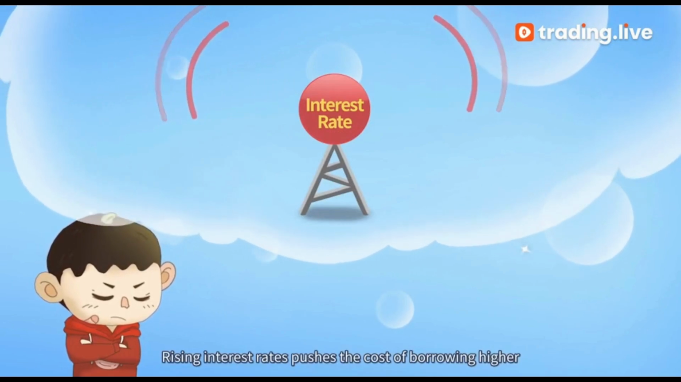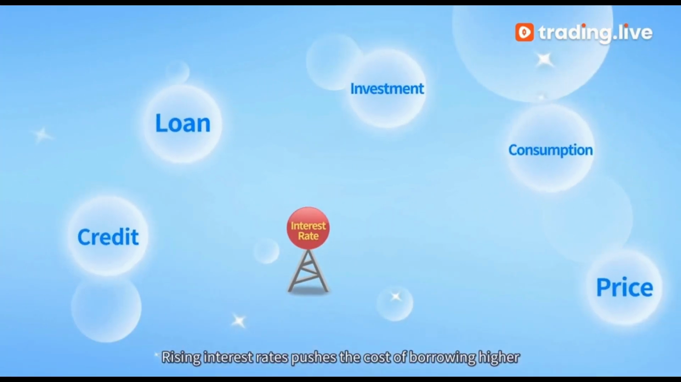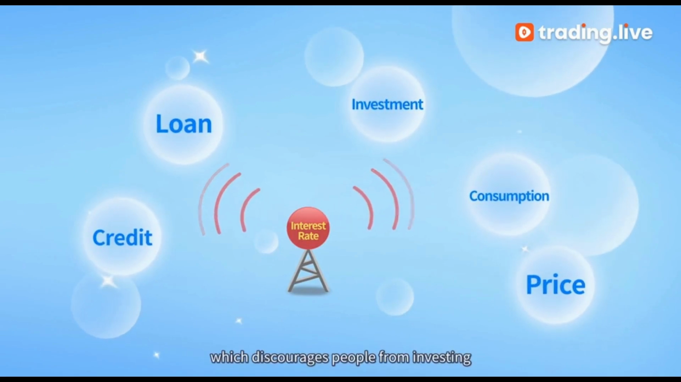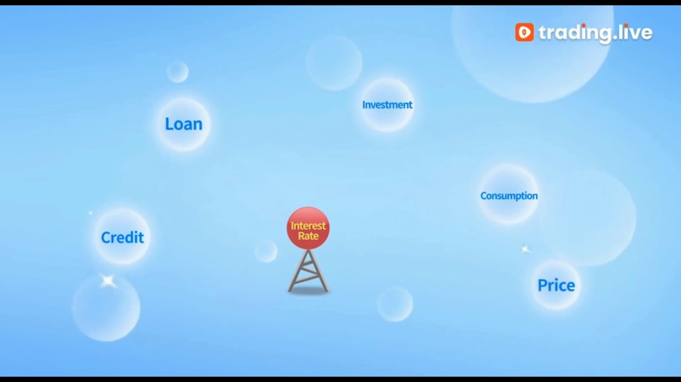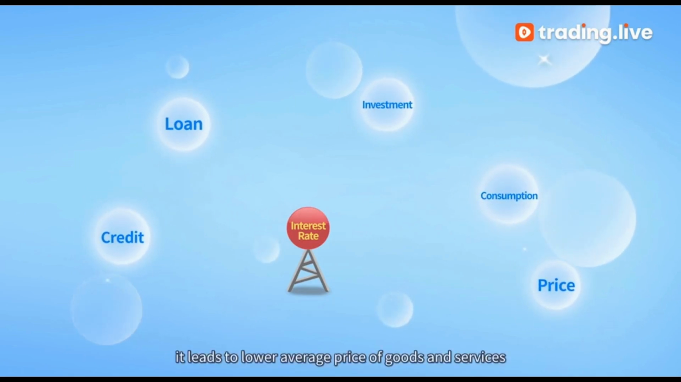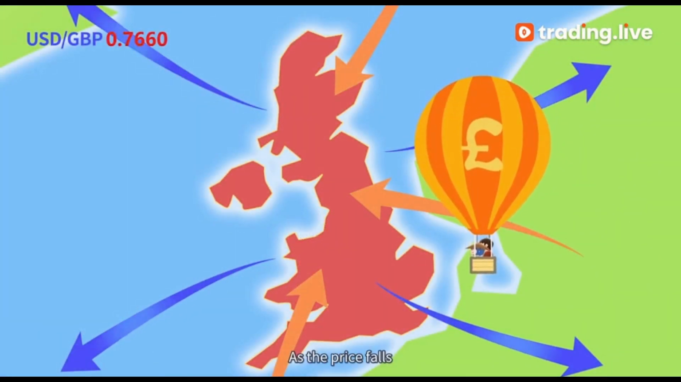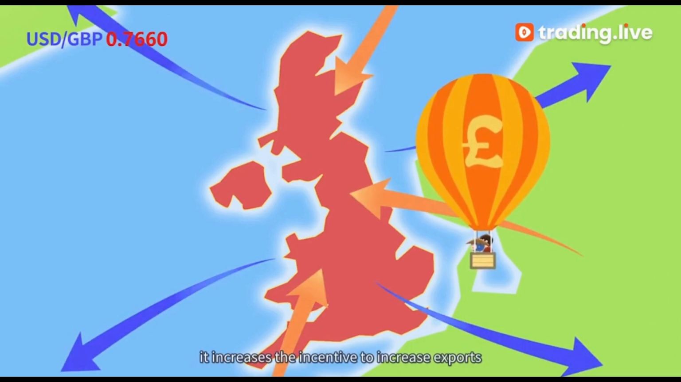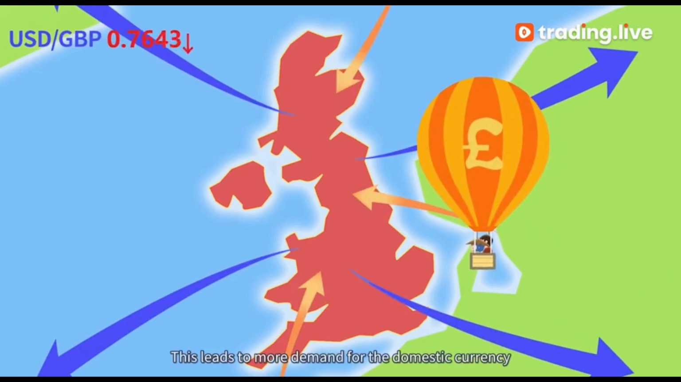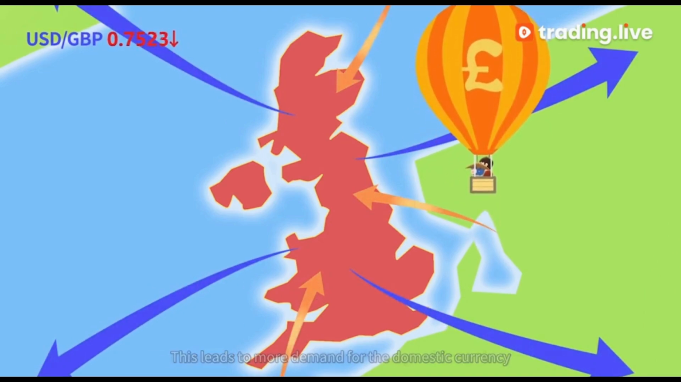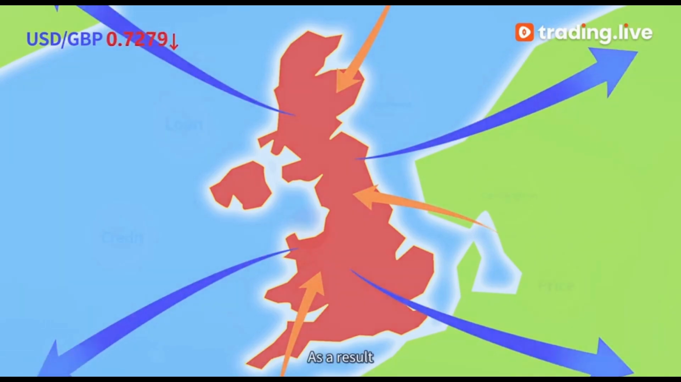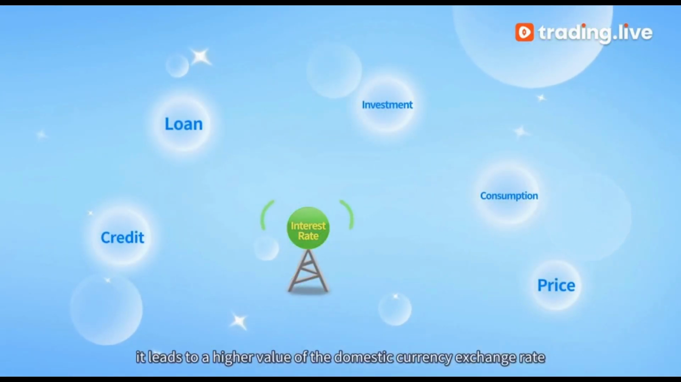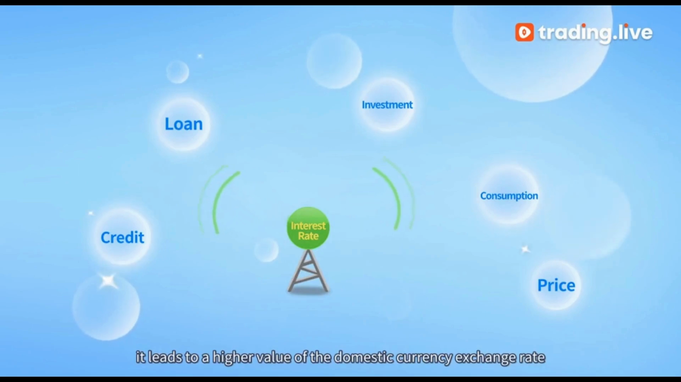Rising interest rates push the cost of borrowing higher, which discourages people from investing and spending money on goods and services. Subsequently, it leads to a lower average price of goods and services. As the price falls, it increases the incentive to increase exports. This leads to more demand for the domestic currency because more countries want to take advantage of these cheaper prices. As a result, it leads to a higher value of the domestic currency exchange rate.